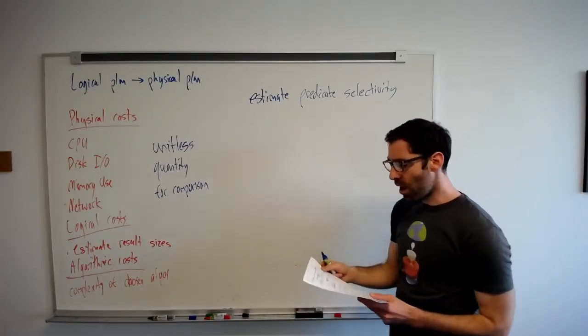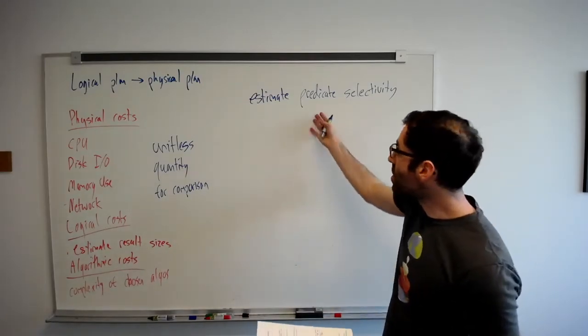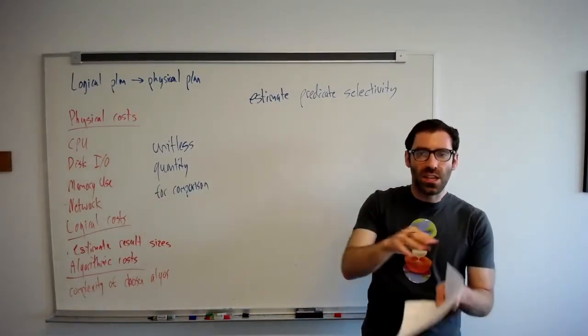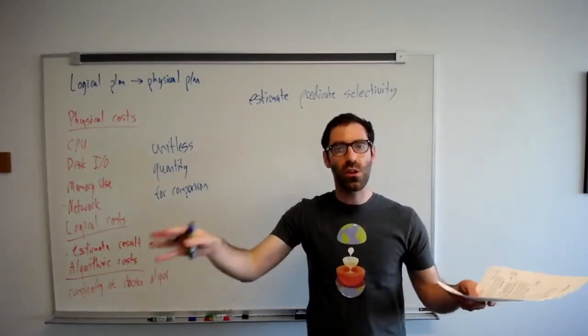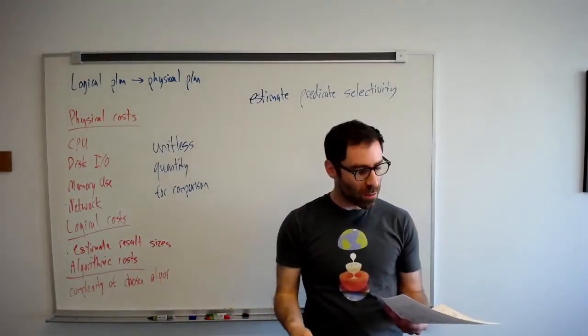And so in a simple approach, these estimates might make some pretty strong assumptions, like that the data is uniformly distributed across the different possible values, that all predicates are independent from one another.